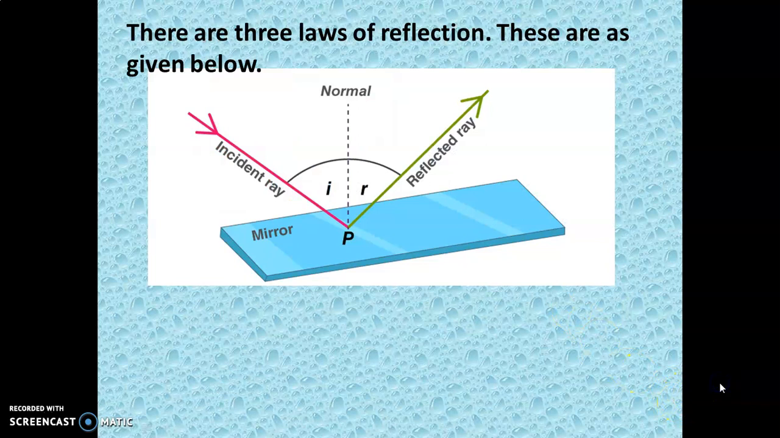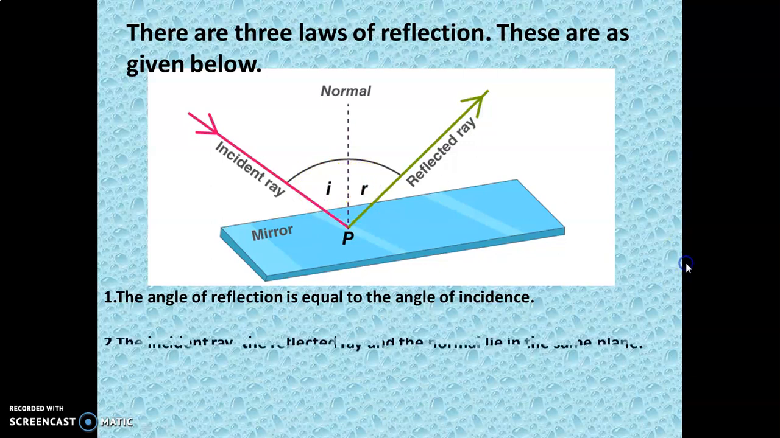Now based on this, we have three laws of reflection which are very important. The first one: the angle of reflection is equal to the angle of incidence. The angle of reflection, denoted by the letter R, is equal to the angle of incidence, denoted by the letter I. So both these small angles, angle I and angle R, are equal.